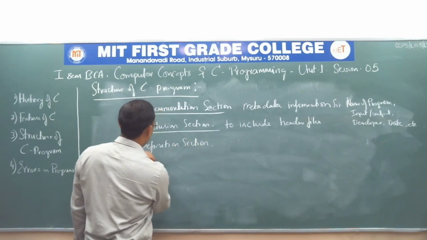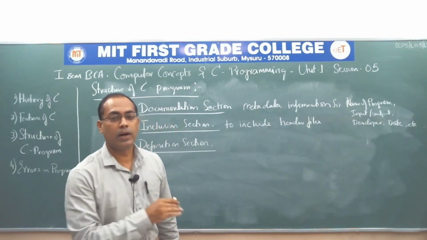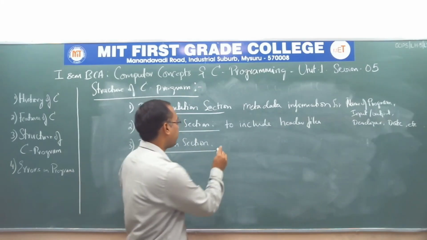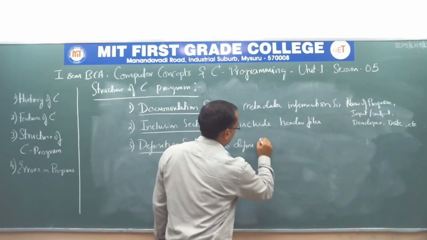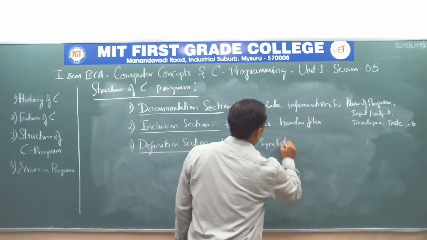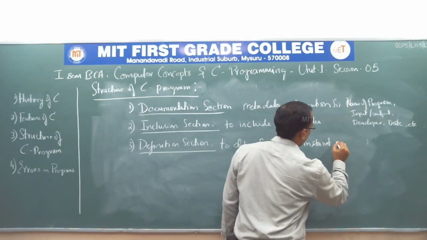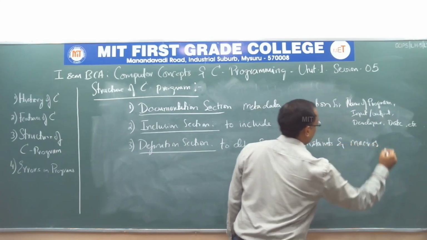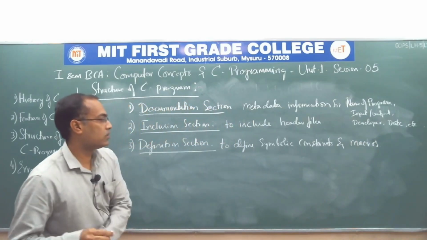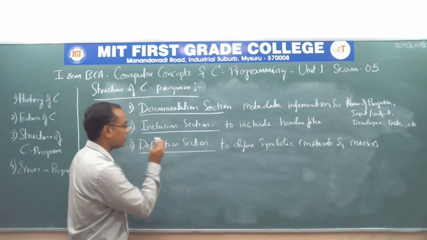Definition section. Students, this section is used to define symbolic constants and also macros. Macros are small pieces of functions. So what are symbolic constants? How do you define them?